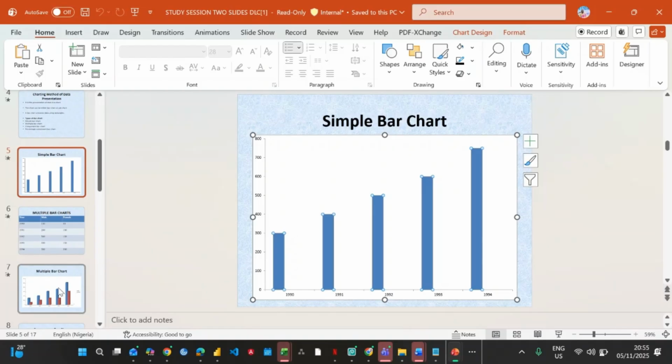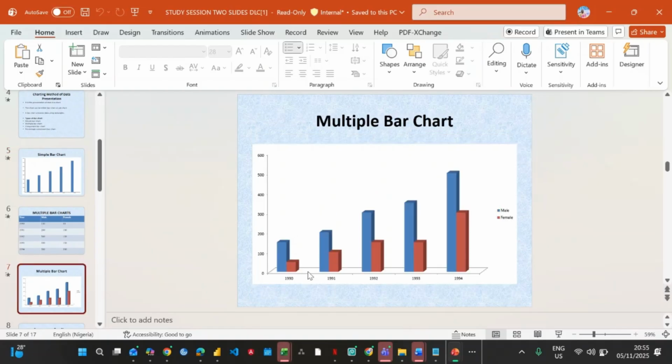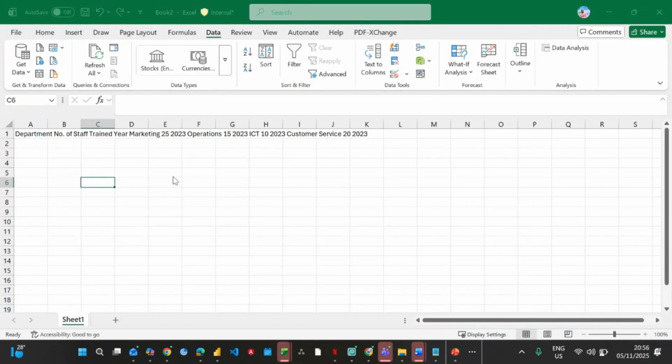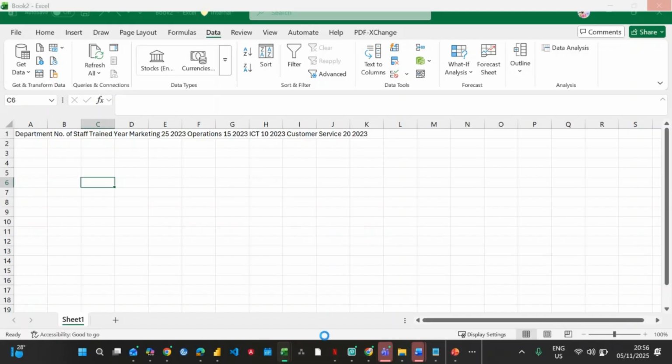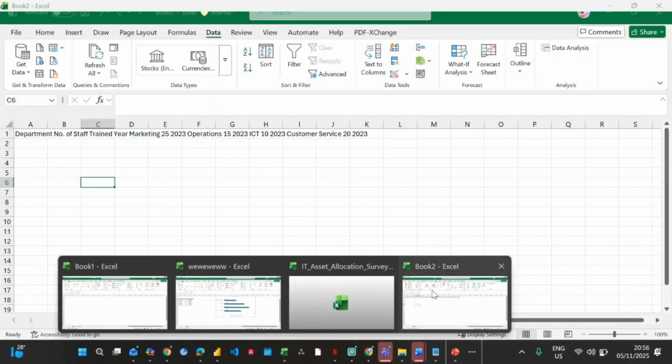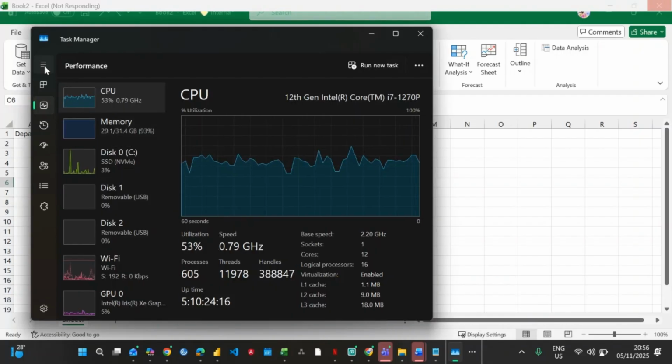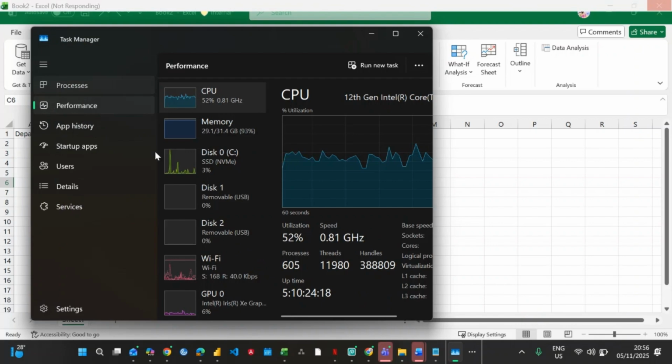This is a simple bar chart. What this means is you can see that the bars are just one, right? But then we have a multiple bar chart, which is called a stack bar. I'm saying that because when you go to an analysis tool, either Excel or any other analysis tool, you are not going to see anything like multiple bar. You see either a bar chart or a stack bar.